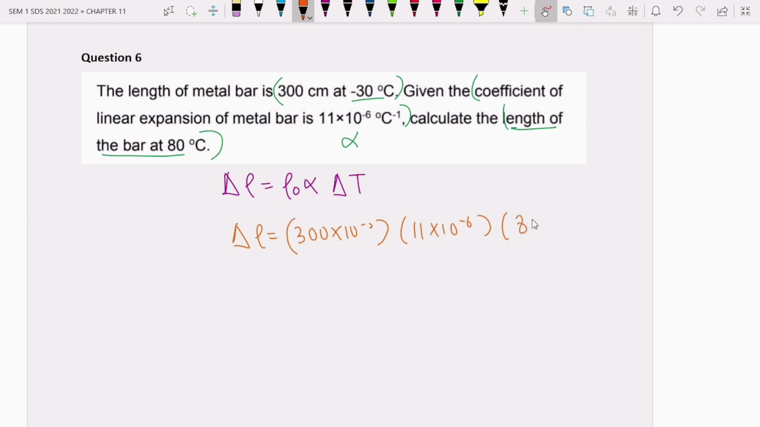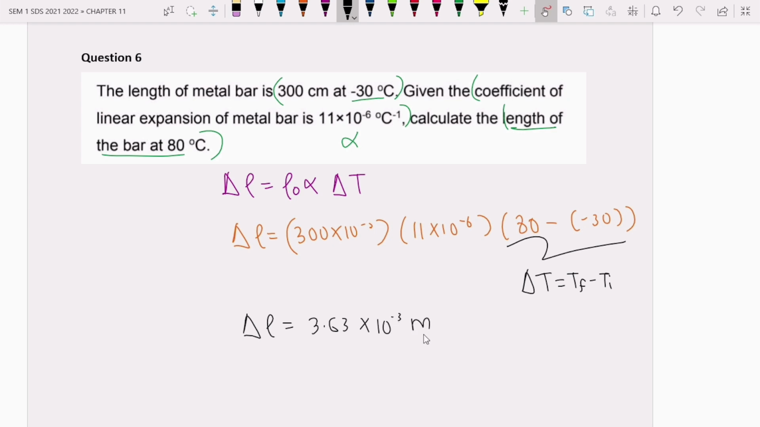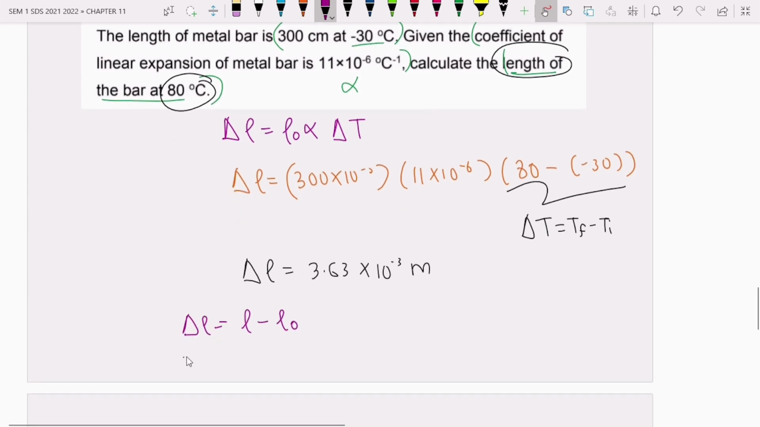The final temperature is 80 degrees Celsius and the initial temperature is negative 30 degrees Celsius. So this is the change in temperature, which is final temperature minus initial temperature. You will get the change in length as 3.63 times 10 to the power of negative 3 meters. But the question asks us to look for the length of the bar at 80 degrees Celsius. And we know the change in length is the final length minus the initial length. So the change in length is 3.63 times 10 to the power of negative 3.